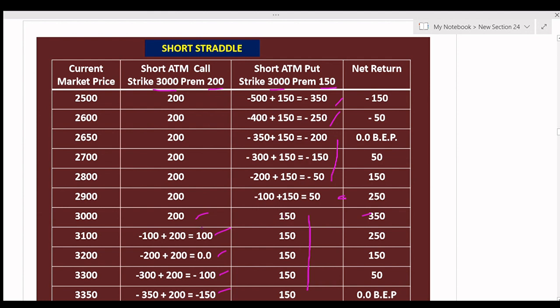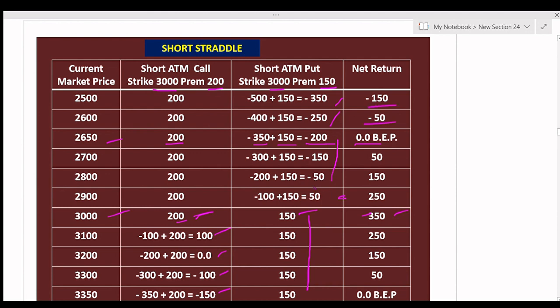Now 3000 is the highest profit. When the market price reaches the strike price 3000, 200 plus 150 is equal to 350, which is the highest profit. And 2650 is the BEP point. You see, the ATM short call received 200, and here minus 200, that is minus 350 plus 150, so the resultant profit will be 0. And when it goes down, the loss will start and gradually increase.